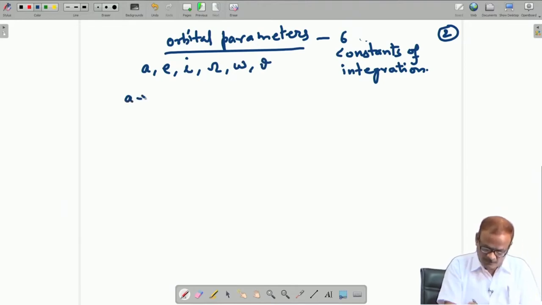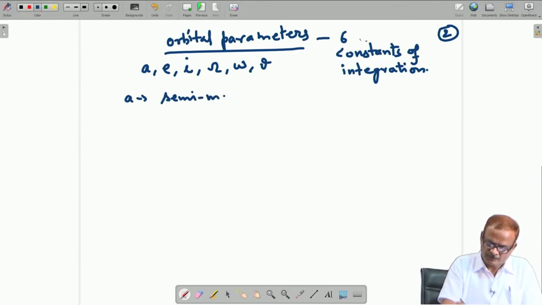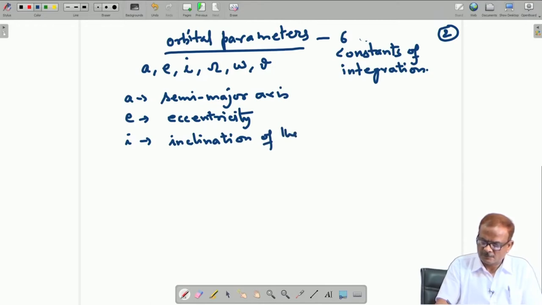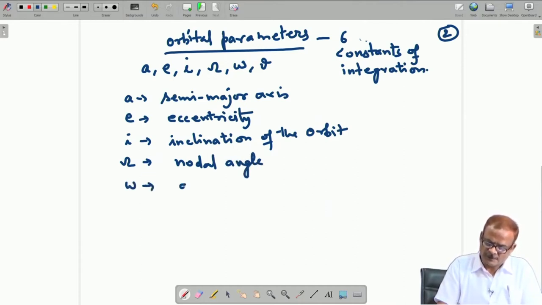What are they called? a is the semi major axis, e is called the eccentricity, i is called the inclination of the orbit, capital omega is called the nodal angle, small omega is called the argument of perigee, and theta is called the true anomaly.